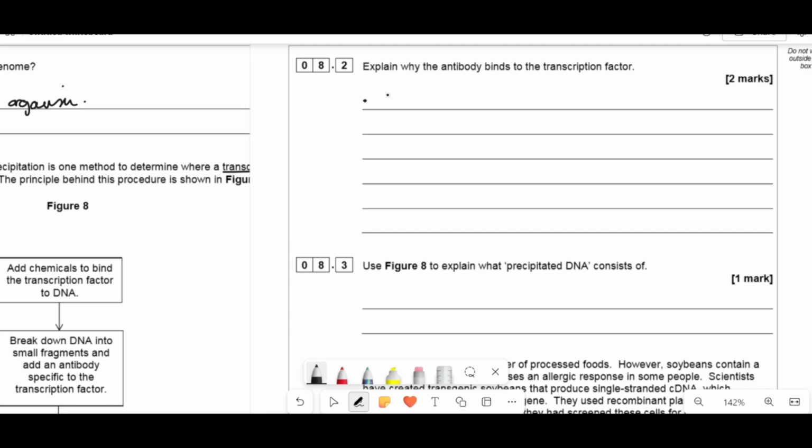That's a joke, I'm not going to kill you, by the way. The transcription factor must be complementary to the antibody binding site. That is literally all you need to say, because it's the only explanation to say why it does that.